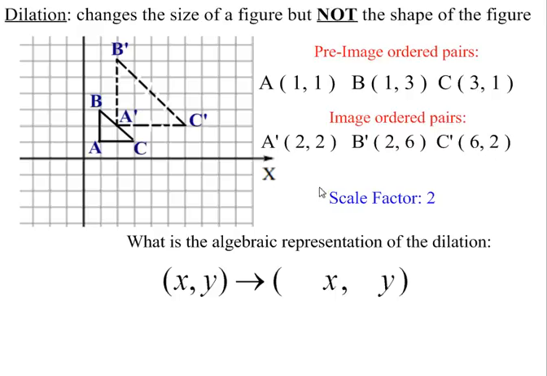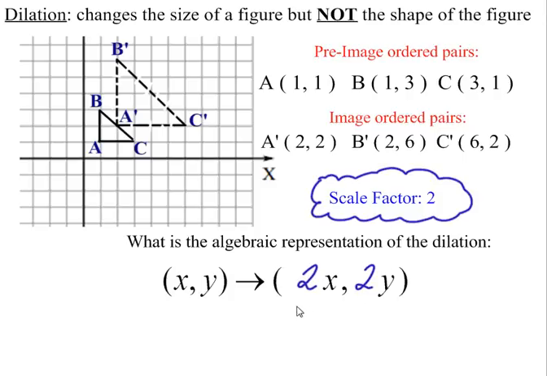And that's important. We need sometimes to find the scale factor, because when we find the scale factor, then we're able to write the algebraic representation. So we'd say the original point changes, and because it has a scale factor of 2, we would put a 2 in front of both numbers because it changed by 2 on the x and also 2 on the y. And hopefully that'll give you a little bit more understanding about dilations and their algebraic representations.